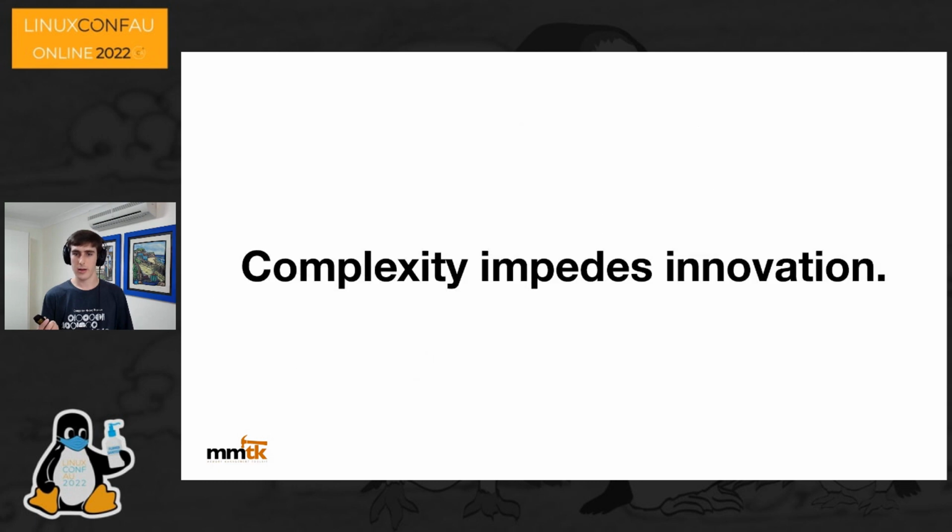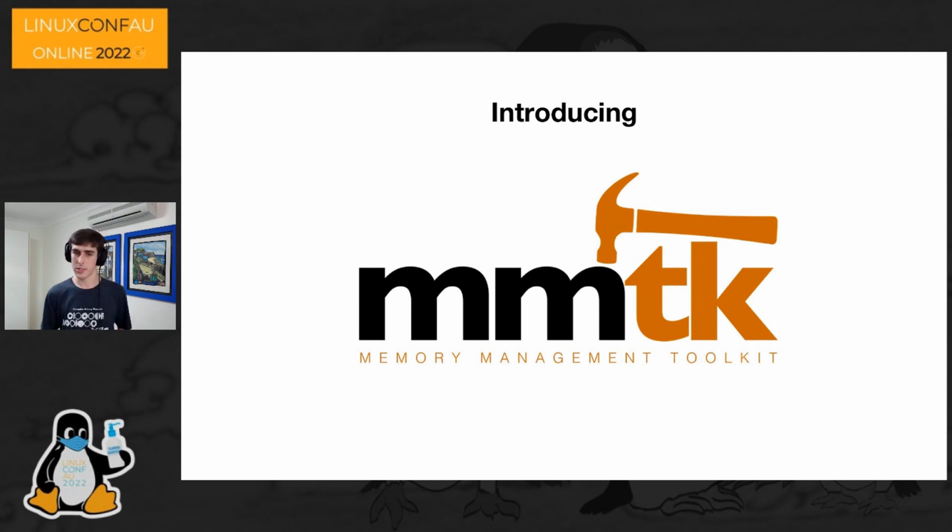So we find that complexity is impeding innovation on garbage collectors. The literature has lots of new innovations and techniques that are out there, yet not many of them are actually implemented into the production grade systems that we use every day. So what can we do to solve this problem? Well, this is the aim of the Memory Management Toolkit, which is being developed by researchers at ANU.